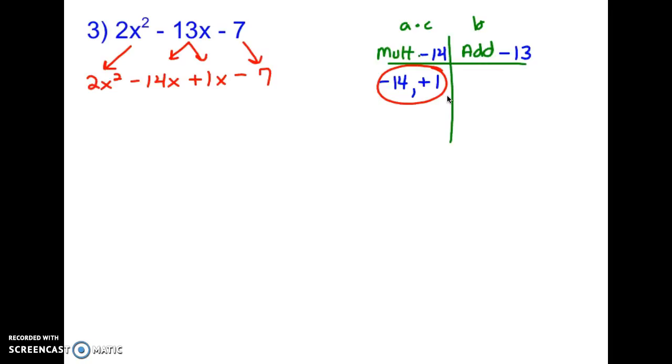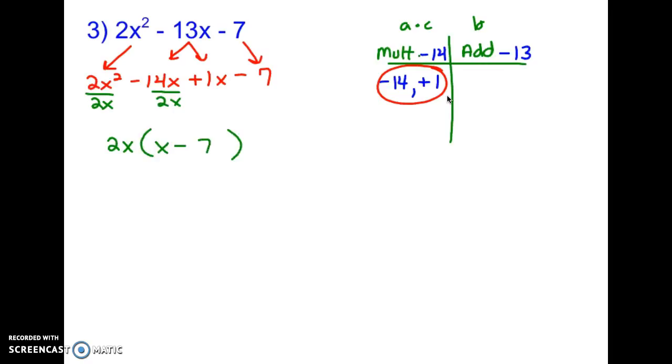Now you've changed it into a grouping problem because you have four terms, and it's guaranteed to work because this number combination fitted the t-chart. It worked for it. So first two terms, I end up having a 2x in common. I take a 2x out of both. I am left with x minus 7.